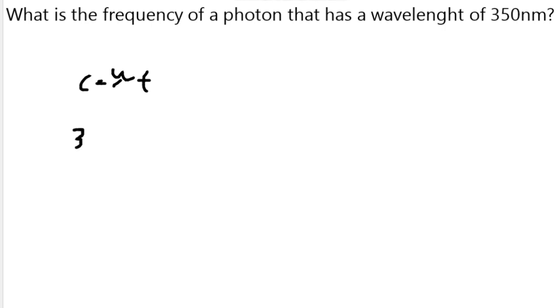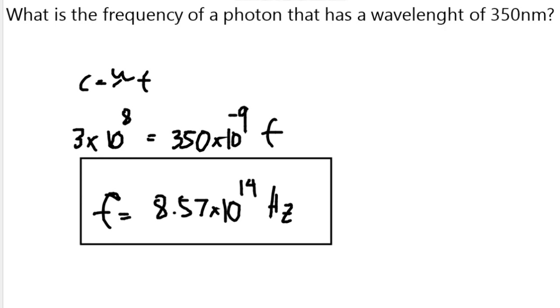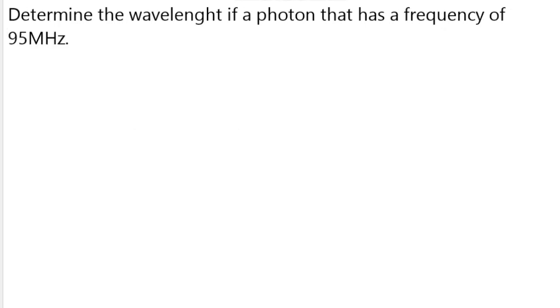What is the frequency of a photon that has a wavelength of 350 nm? nm stands for nanometers. Nano is times 10 raised to the negative 9, so we can just replace nano with that, times the frequency. We can just divide both sides. We find that the frequency here is a little bit higher because the wavelength is low. So it's around 10 raised to the 14.